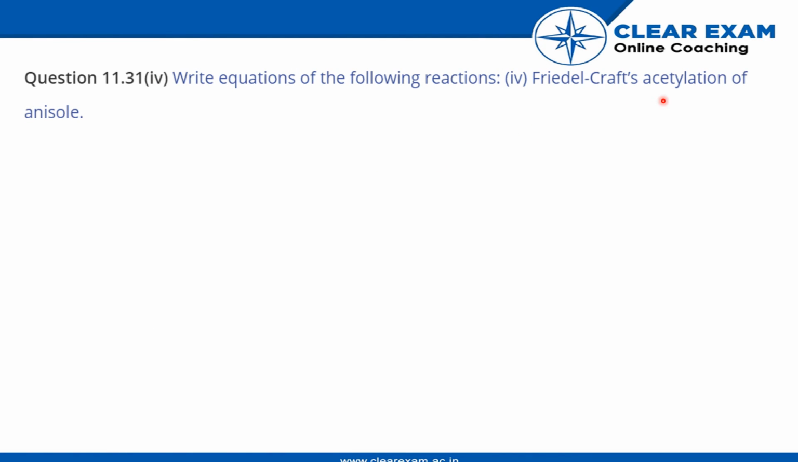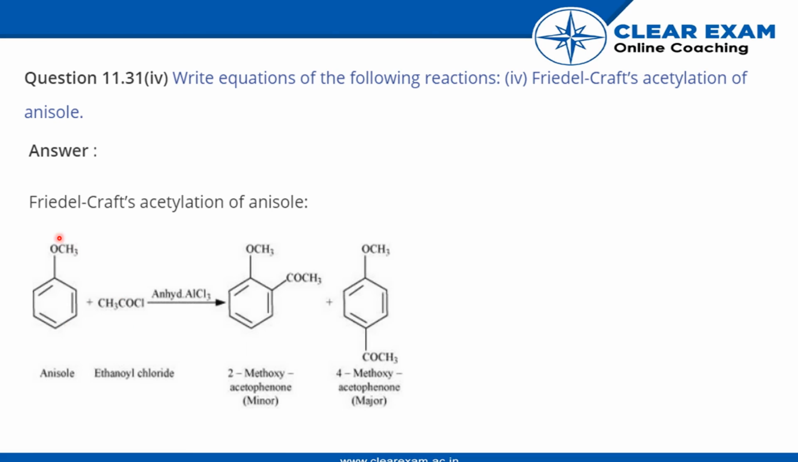Fourth is Friedel-Crafts acetylation. So again, it's similar to the Friedel-Crafts alkylation. So this is anisole. We react it with CH3COCl. The difference is we have the carbonyl group here, in the presence of anhydrous AlCl3. Again, we get two products. The para product is major and the ortho product is minor in quantity.